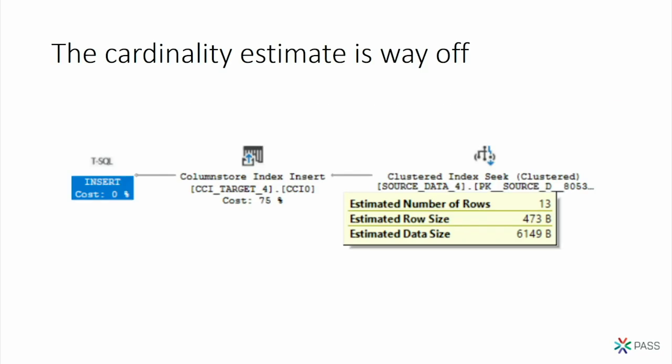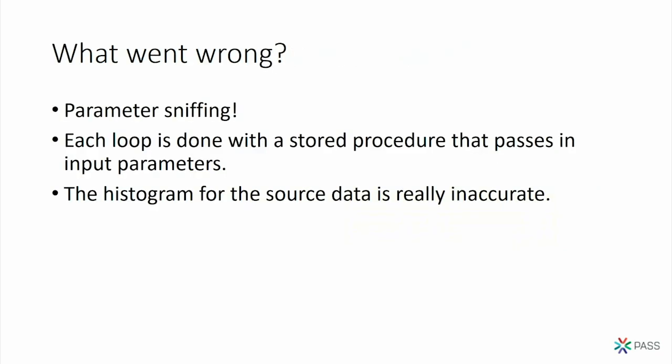I'm inserting 100,000 rows. My estimate is 13 rows. Well, that's suspicious, right? That's not right. So why did this happen? Parameter sniffing. I use parameterized SQL like a good developer. I'm looping over 100,000 rows at a time. My histogram wasn't very good around the edges. So the first estimate was 13. The estimate gets cached and it gets reused.